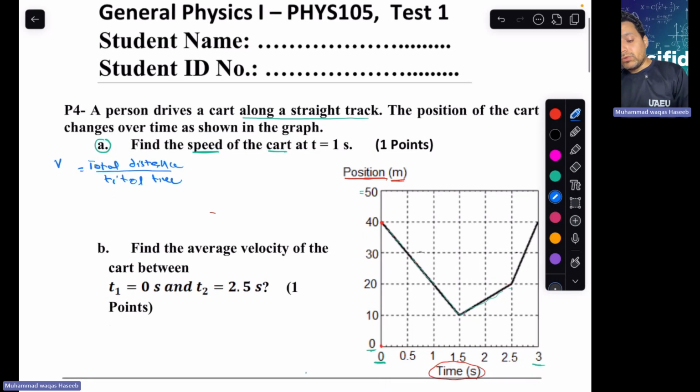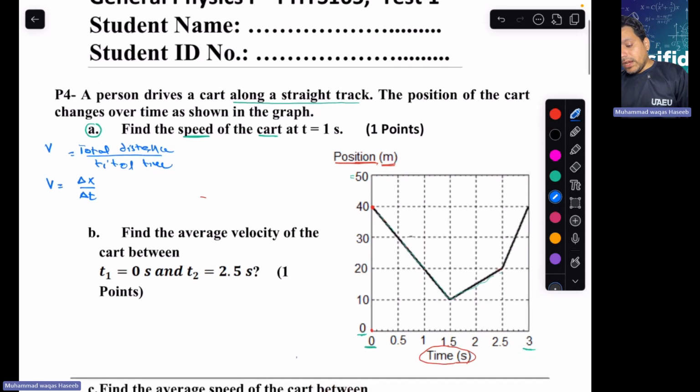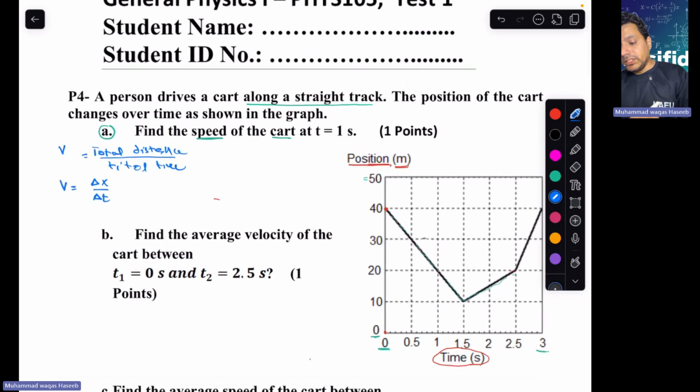Okay, so how do we define the velocity? Velocity is nothing but the rate of change of displacement, and speed is the magnitude of that. Then how do we find the speed from this graph?